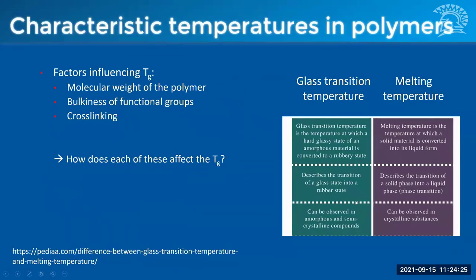Next slide. Okay, so again, we've got these two characteristic temperatures for polymers. The melting temperature is associated with crystalline or semi-crystalline polymers. Glass transition temperature is typically associated with amorphous polymers. And we've talked about a number of factors that can influence the glass transition temperature, or that can allow us to predict the relative glass transition temperature of the polymer. We've got three different factors here.